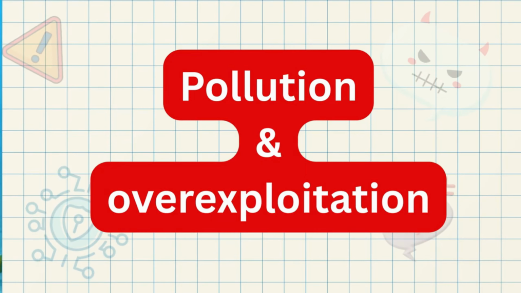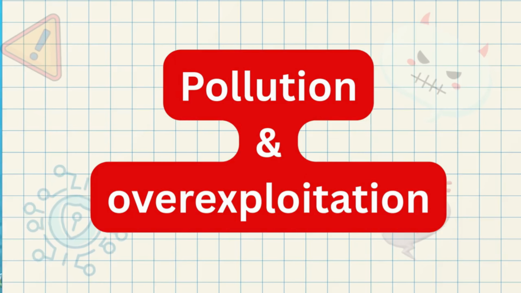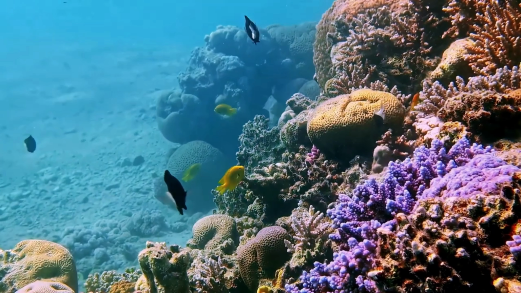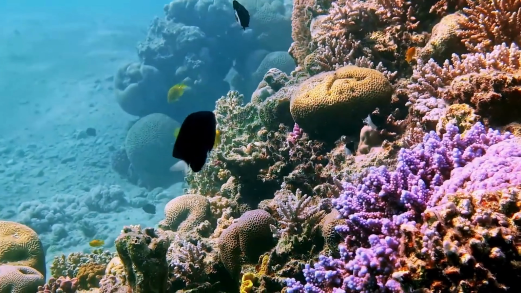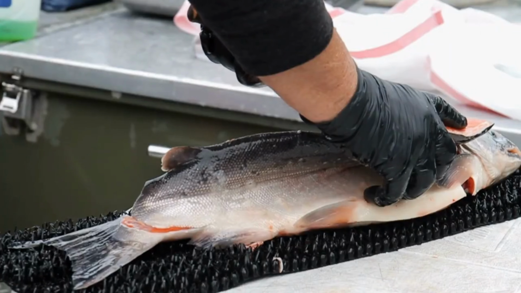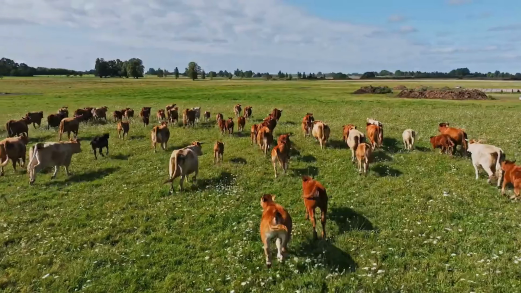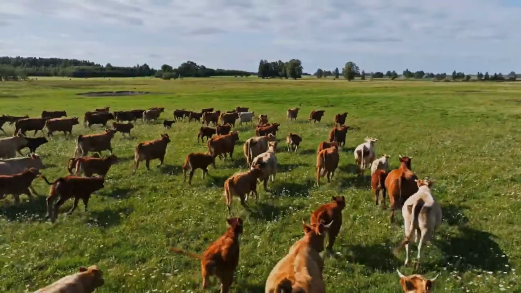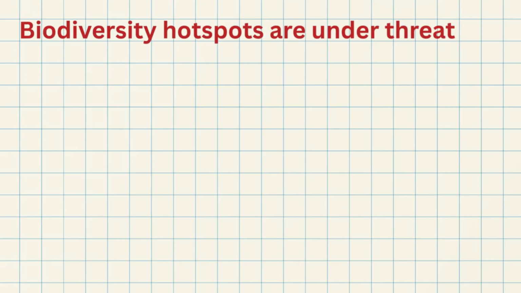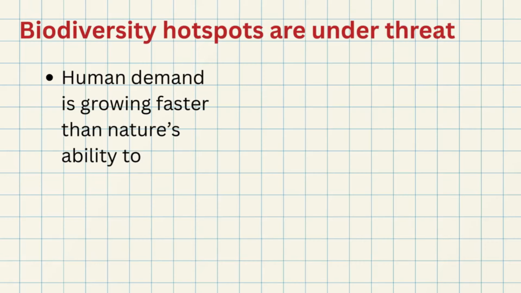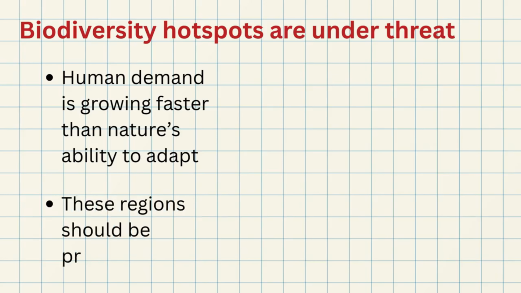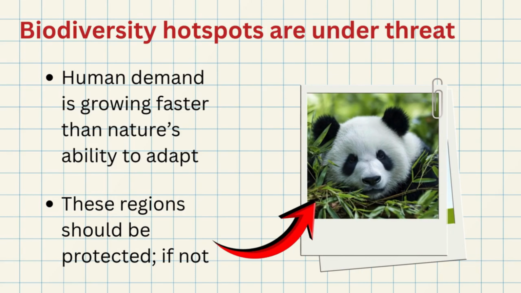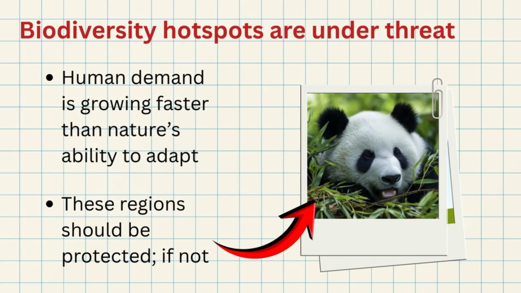In addition, pollution and overexploitation of natural resources place extra pressure on these fragile ecosystems. Hunting, overfishing, and excessive use of land reduce biodiversity faster than nature can recover. In simple terms, biodiversity hotspots are under threat because human demand is growing faster than nature's ability to adapt. If these regions are not protected, we risk losing species that cannot be replaced.